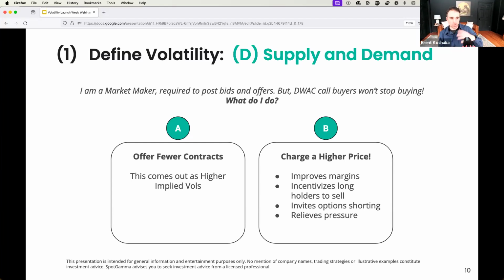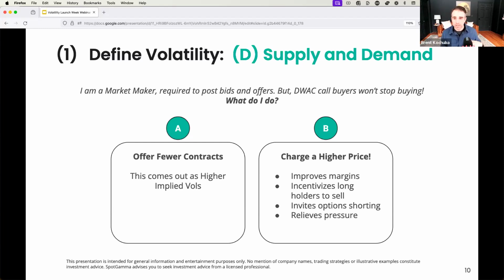So what does it do also when they charge a higher price? Number one, it improves their margins, right? They're collecting more money on the trade. When they trade, they're collecting more spread. It pads their P&L a little bit. It gives them a little bit more room. The other thing it does is, in the case of a really aggressive call buying market like we have now, it incentivizes long holders to sell, right? If I have a call option for Nvidia and suddenly that call implied vol triples in a day, I'm probably going to want to sell that call because it's so advantageous.